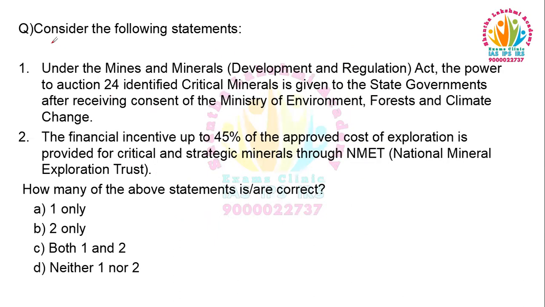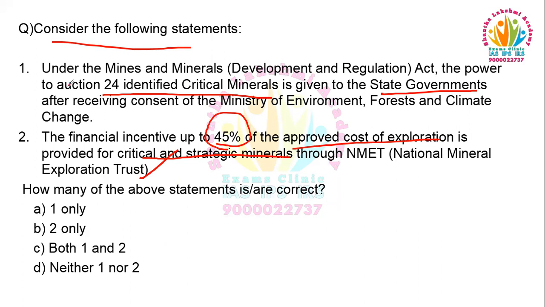Coming to next question, consider the following statements. Statement 1: Under the Mines and Minerals Development and Regulation Act, the power to auction 24 identified critical minerals is given to state governments after receiving the consent of Ministry of Environment, Forests and Climate Change. Second statement: The financial incentive up to 45% of the approved cost of exploration is provided for critical and strategic minerals through National Mineral Exploration Trust. How many of the above statements are correct? One only, two only, both one and two, neither one nor two.